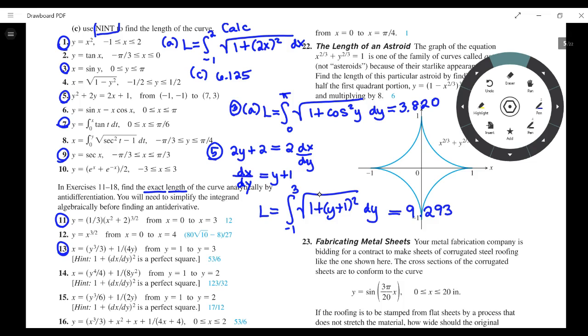Can I erase this stuff? Yeah, because this is getting a little messy. Is that 10x plus 6? No.